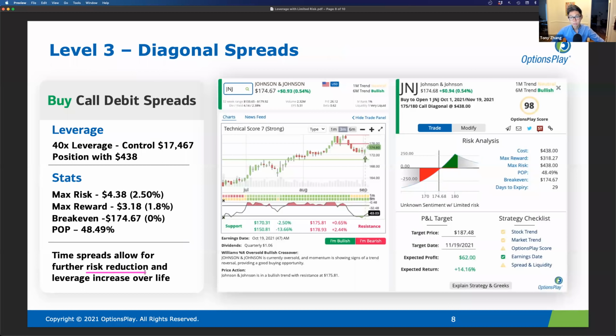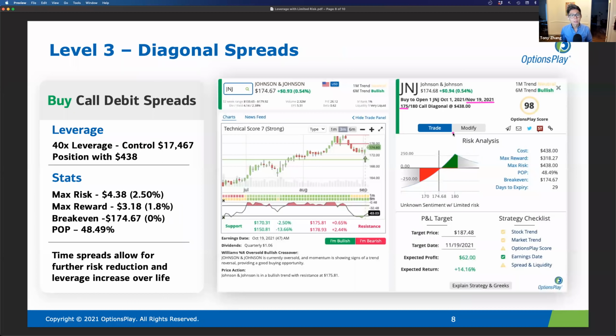So again, we're going to do the same thing. We have a Johnson & Johnson stock that we think is going to move higher here. We're still going to buy the November 175 calls. That costs us $5.15, just like in our first example. But instead of selling a November call against it, what we're going to do now is we're going to sell an October call against it.